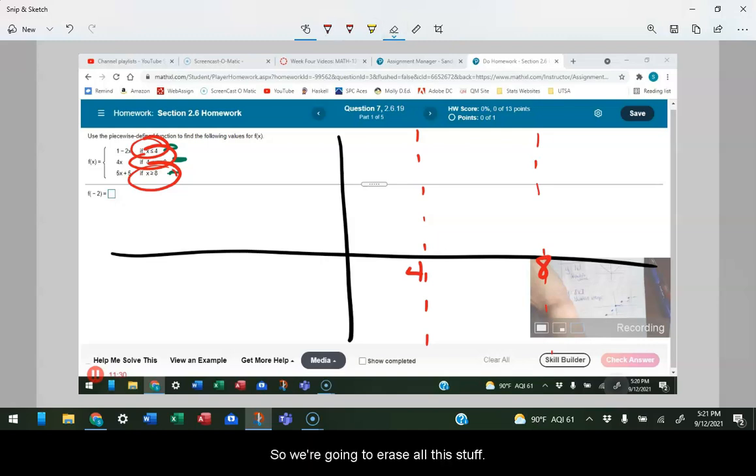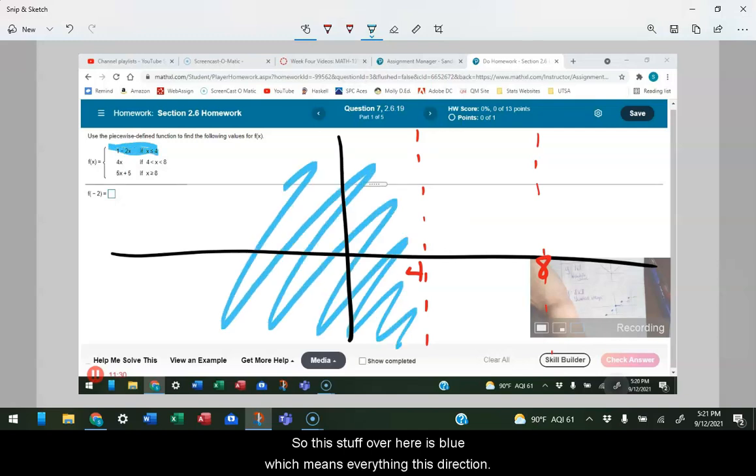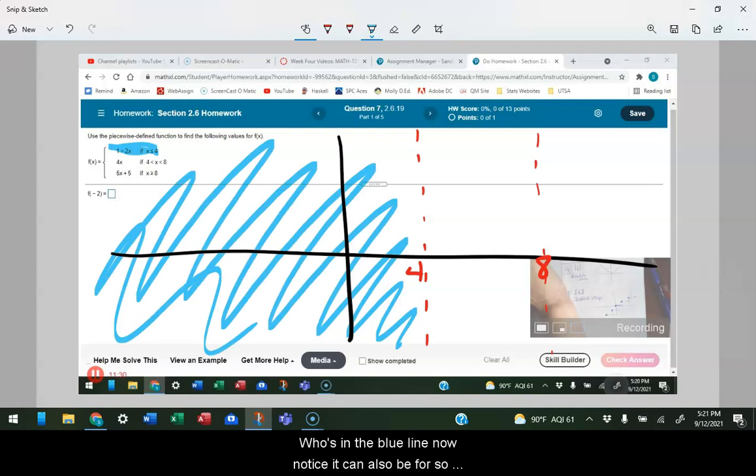So we're going to erase all this stuff. And so we're just going to say, let's do this one. You're going to be blue. So this stuff over here is blue, which means everything this direction goes in the blue line. Now notice it can also be 4. So the blue part owns that 4.